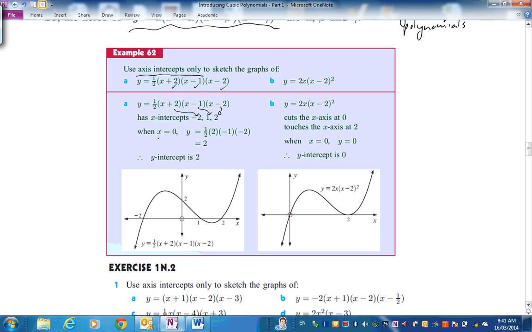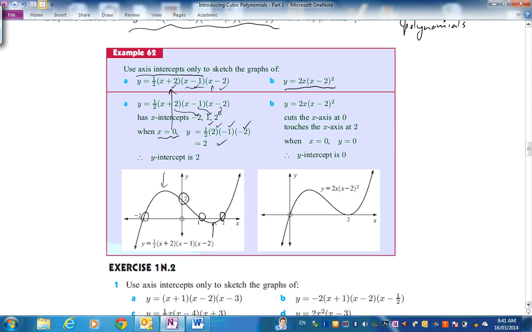Okay, then when x is 0, sub that back into our original function up here. So it's a half, and then the next bracket is 0 plus 2, or just 2. 0 take 1, or just -1. 0 take 2, or just -2. Multiplying that all out, you get 2. So it's got to go through this point and these points. So you can see it's going to come down there and somewhere turn around. We're not worried until you do the calculus next year about finding those points, the turning points, theoretically.